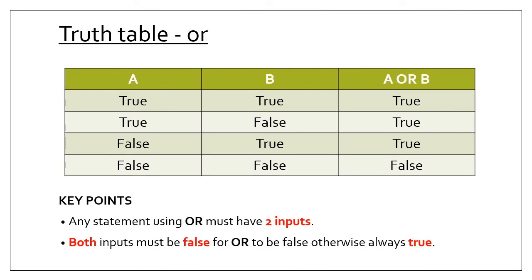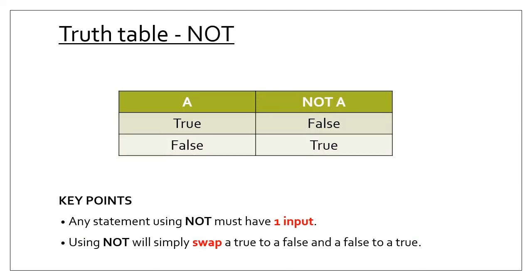Or statements. So this time, both inputs must be false for it to be totally false, otherwise it's going to be true. So you just need one true statement to be true overall, otherwise the only one that's false is the last one, which is false or false equals false. I know it's a bit confusing, but if you read through it, it does kind of make sense. And the final one is not, which is kind of like the opposite, so they literally just swap places.